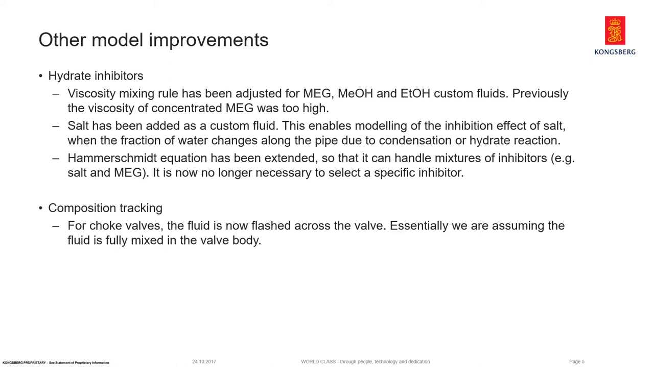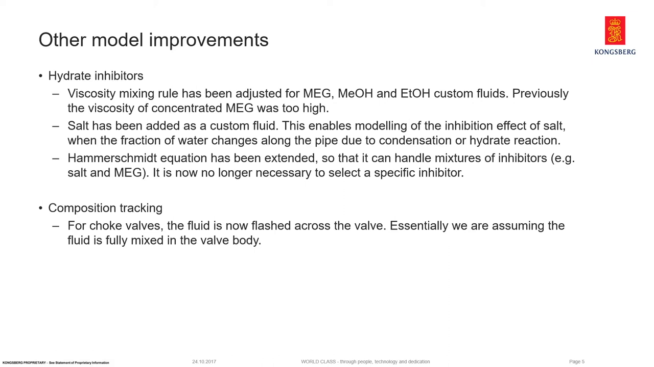Also, as a side effect, it's now no longer necessary to select a specific inhibitor for the Hammerschmidt equation. It just looks at what custom fluids or composition is in your flow, and it uses all of the inhibitors by default for calculating the hydrate margins. So it will automatically be taken into account.